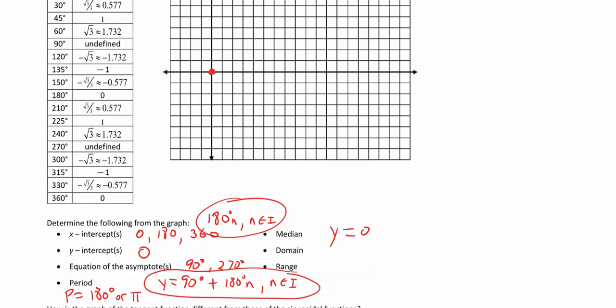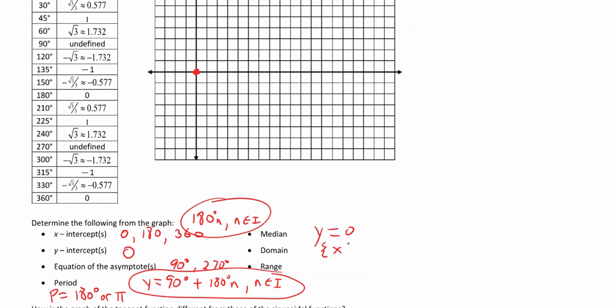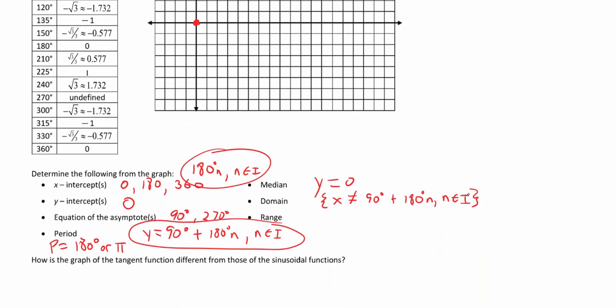Your domain of this one, right? So your domain, this is another great question that can be asked, like what's the domain of a tangent function? You could say that, written out formally, x cannot equal 90 degrees plus 180 degrees n, where n is a member of the integers. Okay, so pretty much just like the equation of our asymptotes, isn't it? Because those are the ones that we're not allowed to use, right? So yeah, this is formally the way that you would see it though, right?